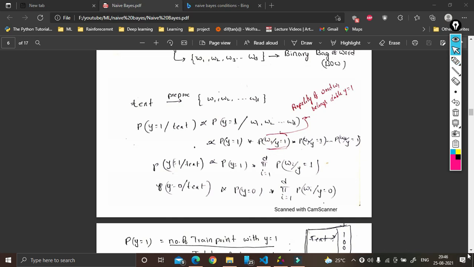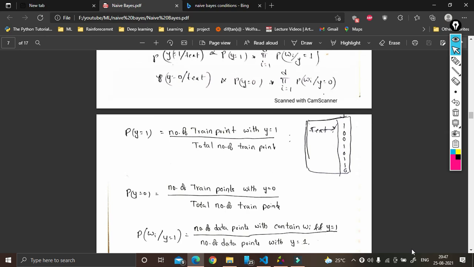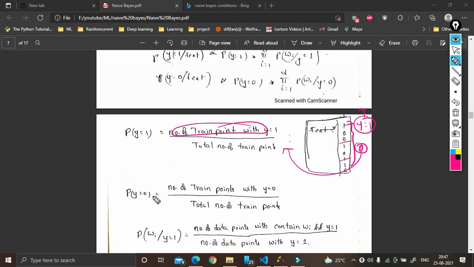Here we will see what the probability of w1 given y is, and the probability of y equal to 1. We will know all these things. Probability of y equal to 1 is the number of training points with y equal to 1 divided by the total number of training points. Let's say n is the total number of points in the data. Some of these points have y equal to 1; that count is the numerator, and the total number of points n is the denominator. Similarly for probability of y equal to 0, it is the number of points with y equal to 0 divided by the total number of points.